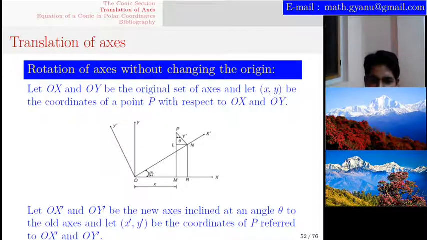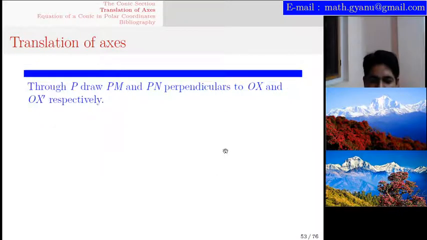Note there is a theta, that means OX is rotated by angle theta, and similarly OY is rotated by angle theta. Here is the angle also. If you note, angle YOY prime is also theta. In this case, what will be the formula of transformation for this?